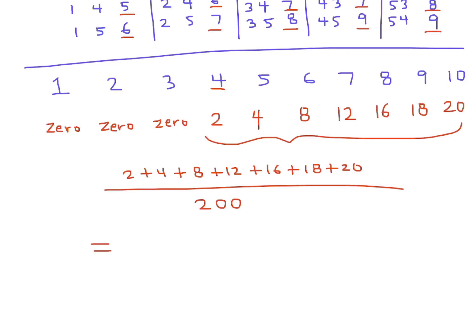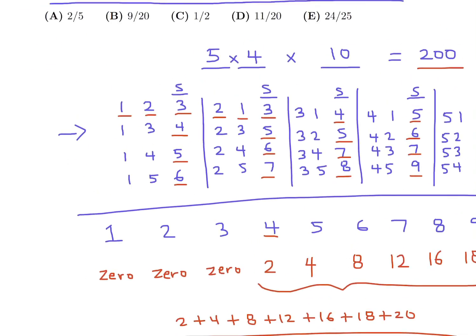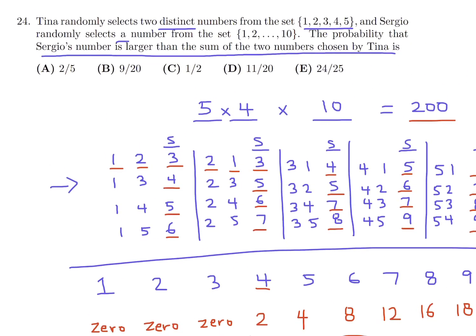So this is the probability. We just got to do the math now. The numerator is 80. The denominator is 200. And this reduces to 8 over 20, 4 over 10, or 2 over 5. All right? So 2 over 5 is choice A.